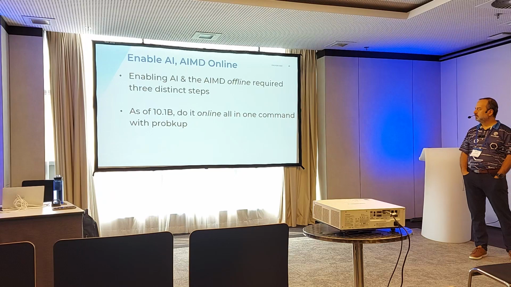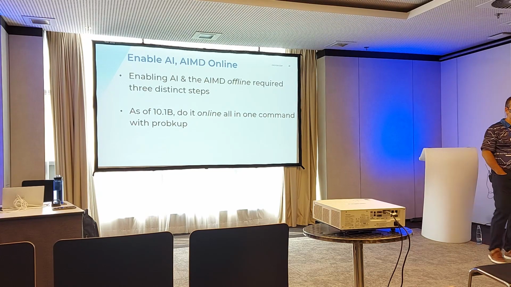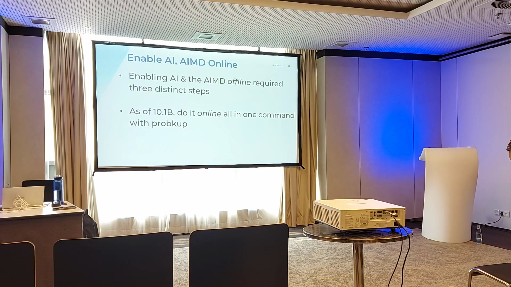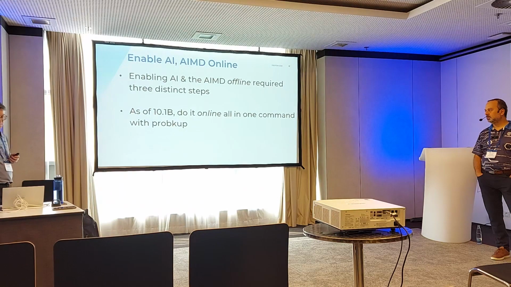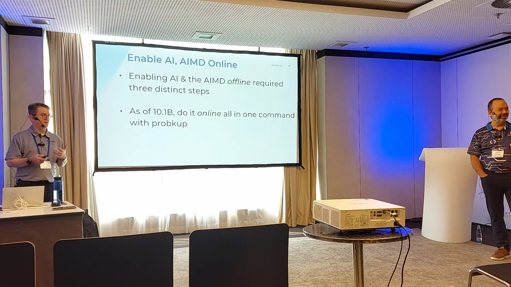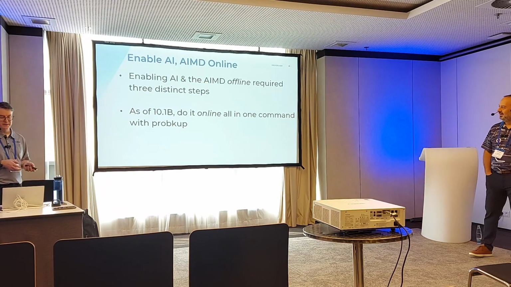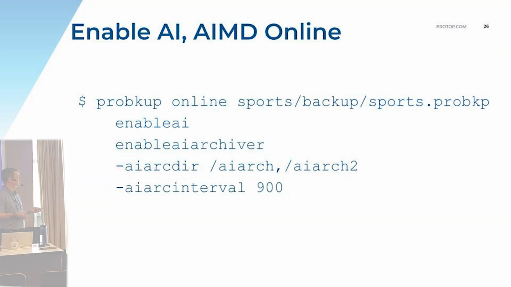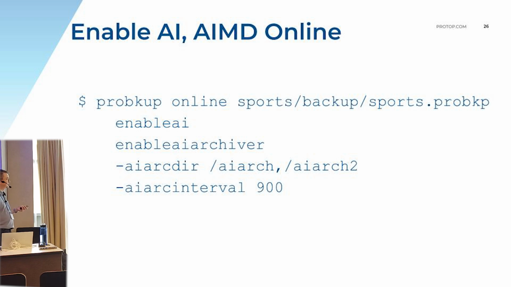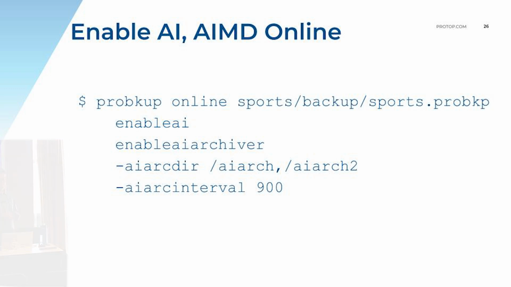So you can do this offline with the steps that we just showed, but in 10.1B and later, which hopefully everybody's on, you can do this all with one command, a probkup command, which looks like this. So it's a probkup online, and then we have these keywords. You can do enable AI archiver if they aren't already enabled, and then specify the parameter values. And so you don't have to bring your database down to implement this. So all of this can be done completely online.